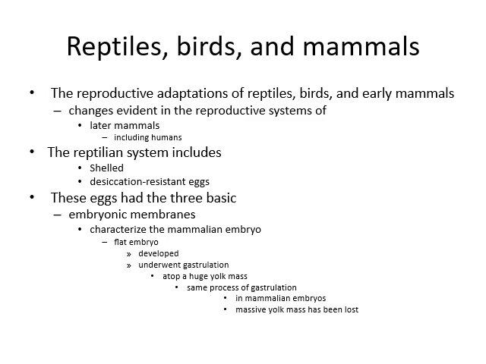These eggs had the three basic embryonic membranes that characterize the mammalian embryo. Having a flat embryo, it develops and goes to gastrulation atop a huge yolk mass, the same process of gastrulation as in mammalian embryos, whereas the massive yolk mass has been lost. So if you consider the reptilian egg having a lot of yolk, birds having a lot of yolk, and early mammals, but in later mammals, in humans, there will be less or no yolk. So still they have the same pattern of organization, development, cleavage.